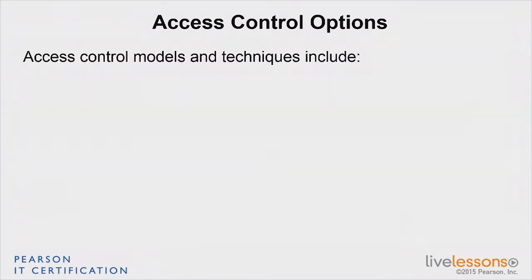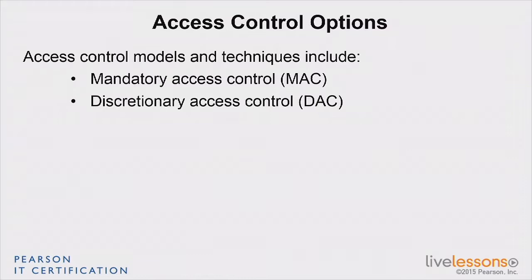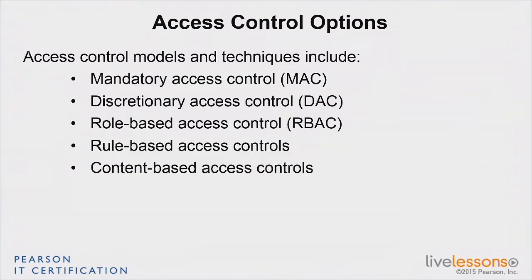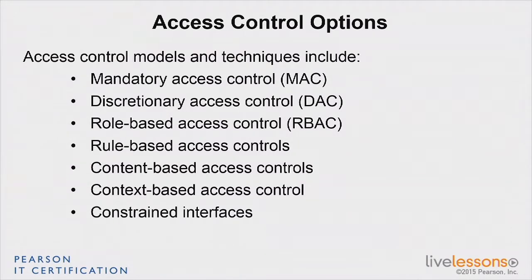So we have a number of access control options, various models and techniques, and these include mandatory access control, which we'll refer to as MAC, discretionary access control, which we'll refer to as DAC, role-based access control, which we'll refer to as RBAC, rule-based access control, content-based access control, context-based access control, and constrained interfaces. In this lesson, we're going to focus on MAC, DAC, and RBAC. In the next lesson, we will be looking at rule-based, context-based, content-based, and constrained interfaces.